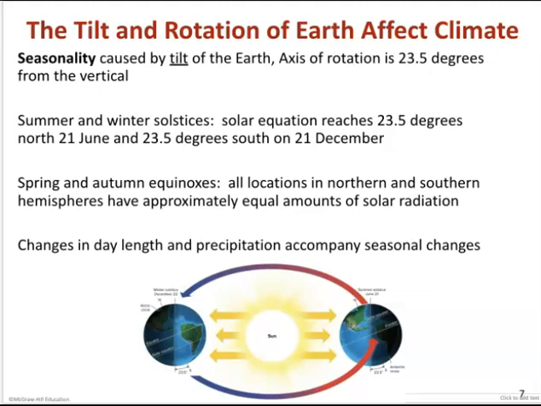And so all the locations in the northern and southern hemispheres have the same amount of solar radiation during the equinox. So the seasons change less in the spring and fall, more drastically in the summer and the winter. We also see a length of day change, and so the days become a little longer, like we have more sunlight in the summer than we do in the winter.